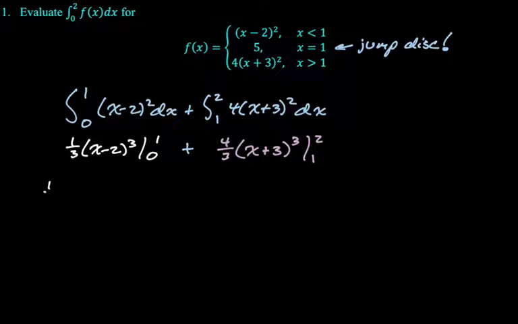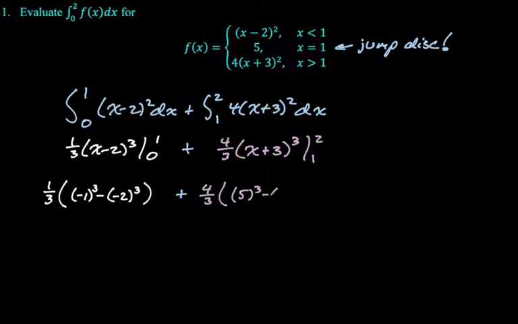So when we plug in 1, we get the quantity negative 1, and then, okay, hold on. I got myself all confused there. When I plug in 1, I get 1 minus 2 is negative 1 cubed. That's it. When I plug in 0, I get 0 minus 2 is negative 2 cubed. So I get negative 1 cubed minus negative 2 cubed. I don't know why that was hard for me. All right, we get 4/3. When you plug in 2, you get 5 cubed. When you plug in 1, you get 4 cubed, and we're subtracting those. That one was way easier. I think it was the negatives that threw me off.